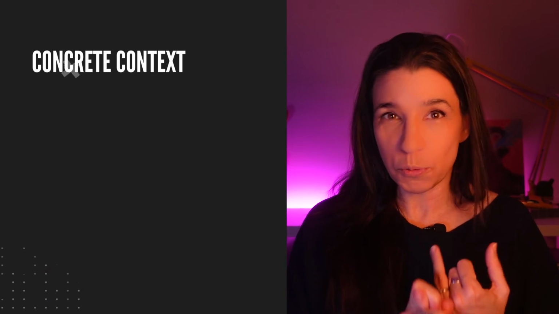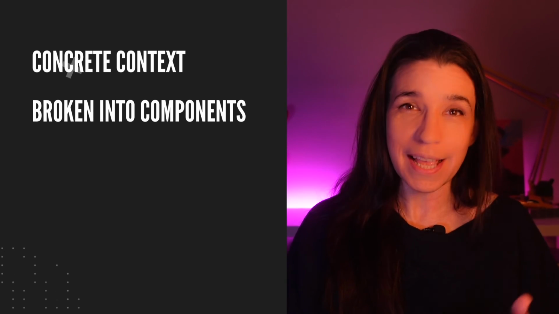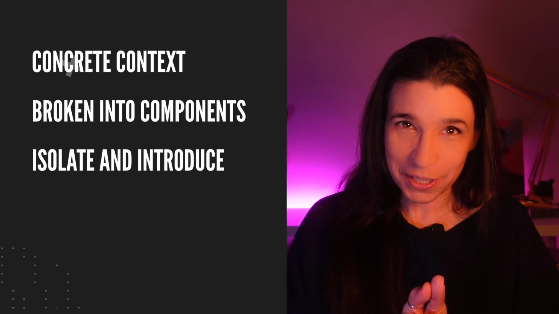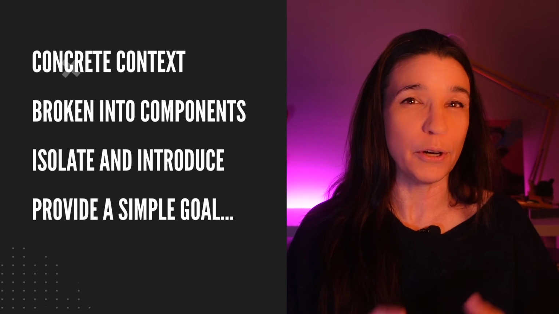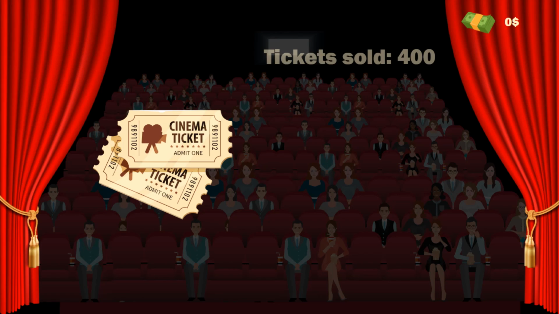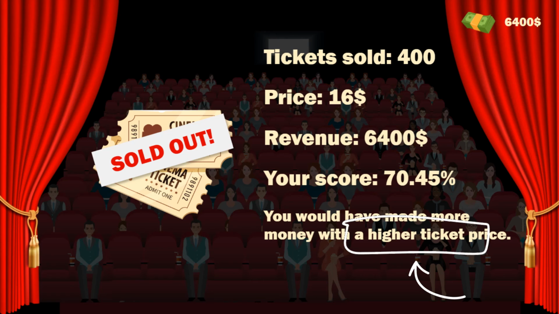So to recap, if you want to make an abstract theory more concrete, pick a real-world context where it applies directly, break your abstract theory down into its components, layer in each component gradually, isolating it as you introduce it, and at each step you want to give the learner a simple goal and unlimited tries. Between each try, you can give them specific pointers to help nudge them in the right direction, or just let the result play out like in real life and let that be the feedback.